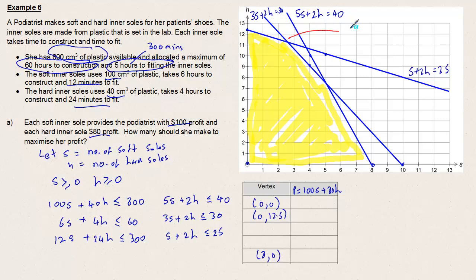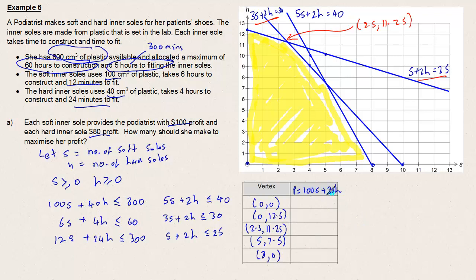So, for example, if we're trying to find this one just here, that's the intersection between this line and this line. So if we solve those simultaneously on the calculator, we'll find this here. Of course, you could solve simultaneously without the calculator. And it turns out that that one there is at 2.5, 11.25. So we've got 2.5, 11.25. And the final one is 5, 7.5.